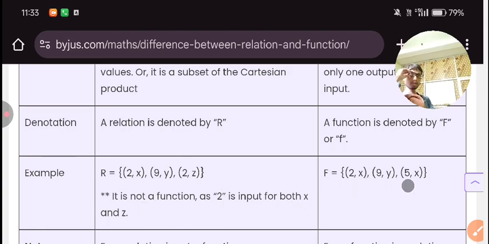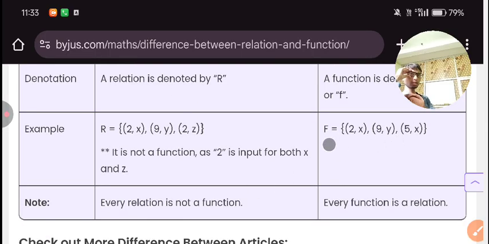Here (2, x), (9, y): the range can be the same, but the domain should not be shared. It can be a relation, but it is not a function. All functions are relations, but not all relations are functions. Every relation is not a function, every function is a relation.